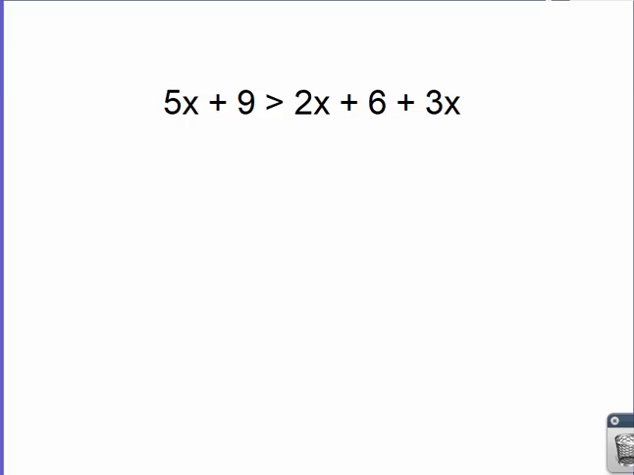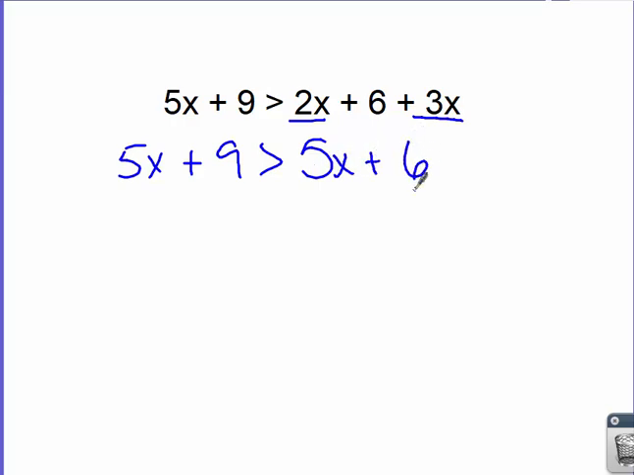Now this one should remind you of the warm-up that we had that was one like this. So we start by putting things together that can go together. So the left-hand side stays the same, but on the right-hand side, my 2x and my 3x can go together to make a 5x plus 6. Now you should be thinking, if I've got the same number on this side and this side, they're going to go away. So if I were to add a -5x to both sides, I would end up with 9 is greater than 6.